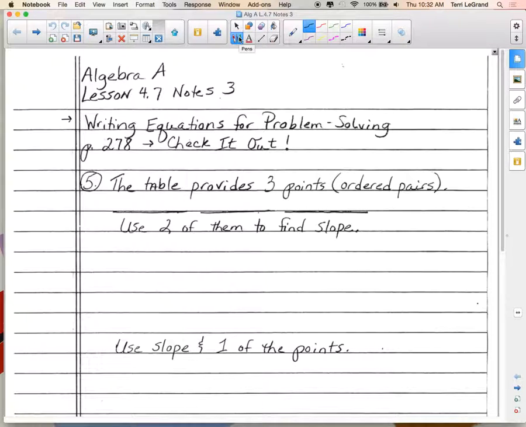Today's learning goal: I can problem solve by writing a linear equation using point-slope form. So our linear equation will end up in slope-intercept form, but we will still continue to use point-slope form to get there. And so on page 278, we are going to look at the Check It Out problem, number 5.